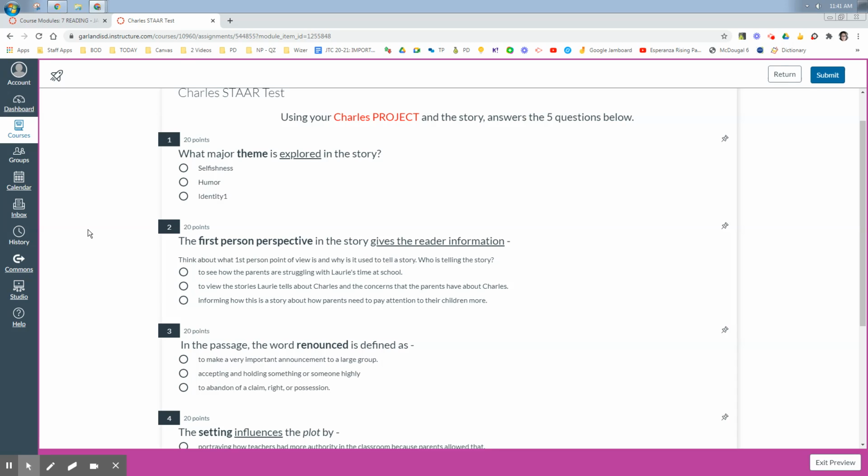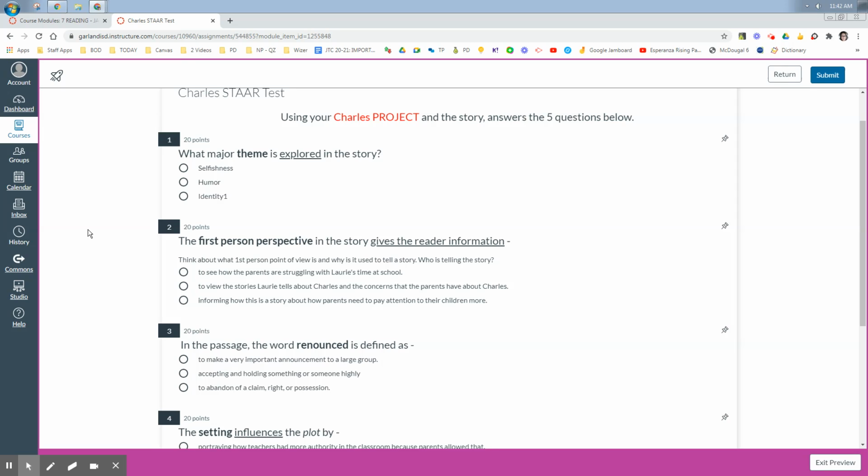Number 2, the first person perspective in the story gives the reader information. So think about what first person point of view is and why it's used to tell a story. So who's telling the story? The first answer choice is, the first person perspective in the story gives the reader information to see how the parents are struggling with Lori's time at school.